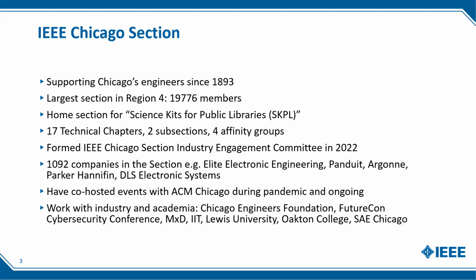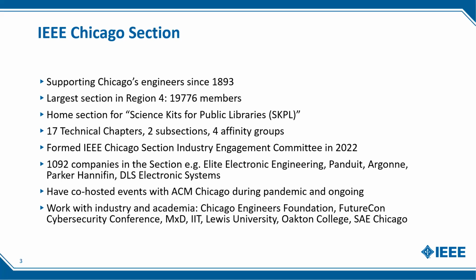In our Chicago section, we have 17 technical chapters. Those deal with different technical subjects. We have 2 subsections in the section, and we have 4 affinity groups. In 2022, we formed the IEEE Chicago Section Industry Engagement Committee, which is tasked to involve more industrial professionals into IEEE Chicago.